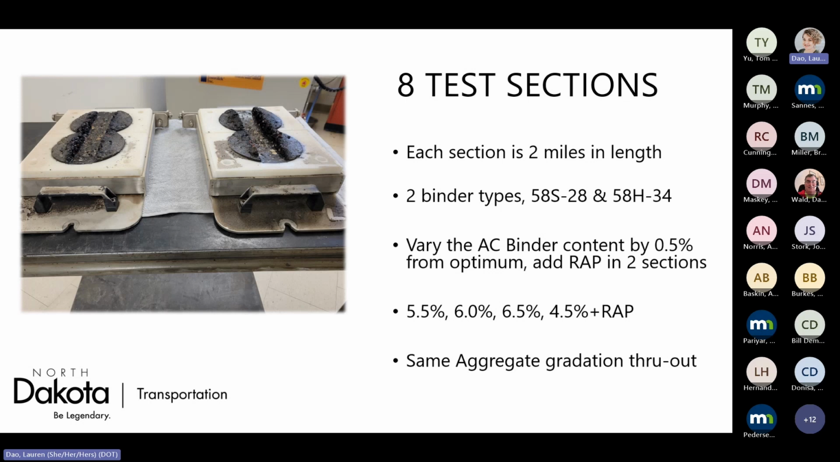And we're also going to have 2 sections that have wrap with the 2 different binder types. And for simplicity's sake, we're keeping the aggregate gradation the same throughout. And we're only doing this on the top lifts. We've got 4 total inches. The bottom 2 inches are going to be paved the same throughout. And then we'll just have the test sections on top that will be varying.